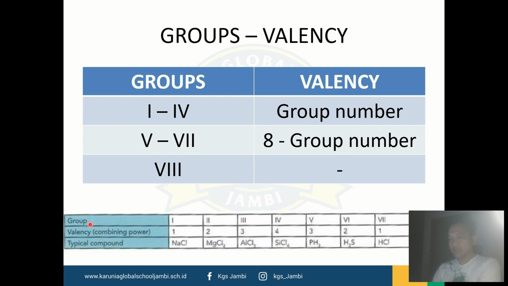Now let's see. Group 1, the valency is 1. Group 2, the valency is 2. Group 3, the valency is 3. Group 4, the valency is 4. Correct, yeah? Group 5, the valency is 8 minus 5 equal to 3.